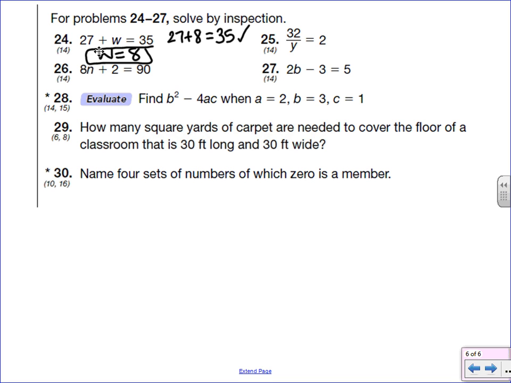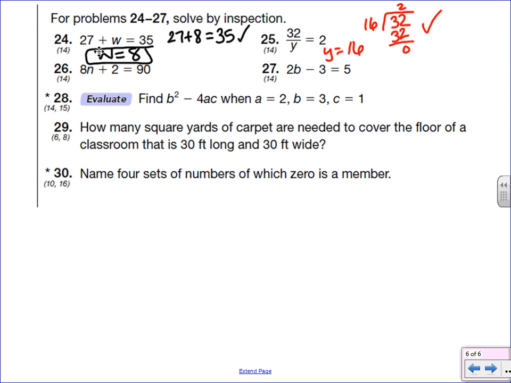And then 32 divided by what number would give you 2? Well, I think if you divide 32 by 16, it gives you 2. Let's double check. 32 divided by 16. 16 goes into 32 twice. 2 times 16 is 32. So that works.